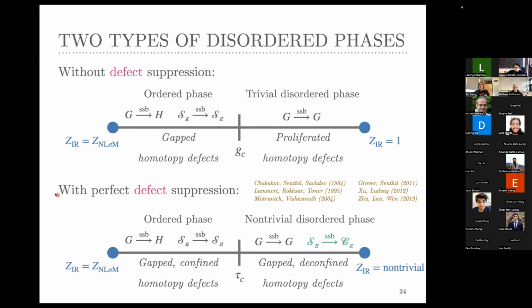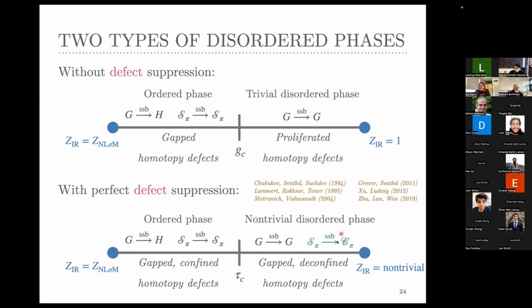However, suppose we were to not allow the homotopy defects to proliferate. In other words, we add some sort of homotopy defect suppression, which is a strategy used in the past by people in condensed matter to get some exotic phases. Well, now the ordered phase will be the same with gapped homotopy defects. However, the homotopy defects aren't allowed to proliferate, so maybe we can never have a disordered phase. We just talked about a mechanism to get a disordered phase, right? Instead of proliferating the homotopy defects, we can just spontaneously break the emergent generalized symmetry we've been talking about.